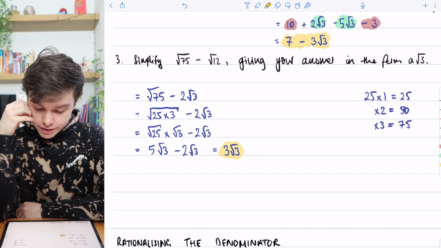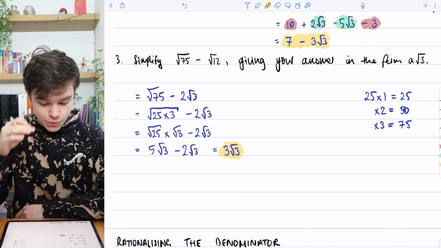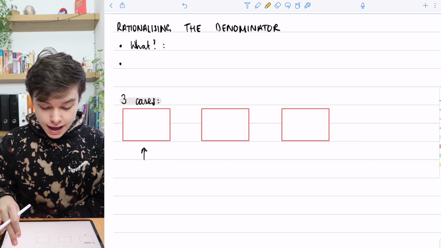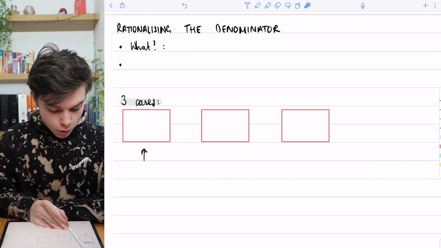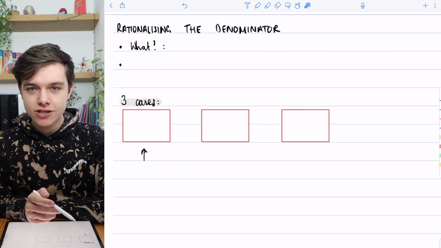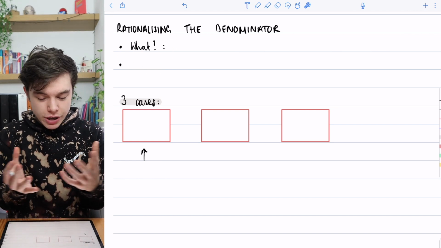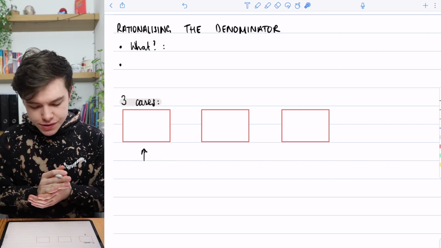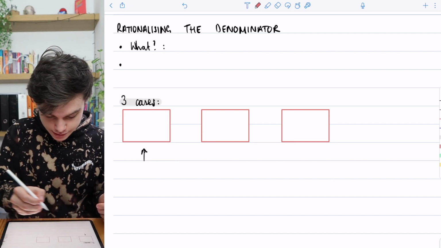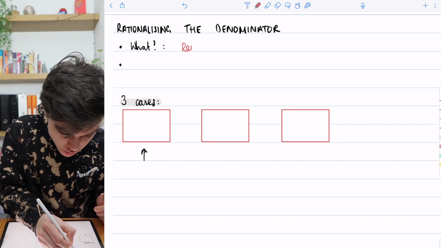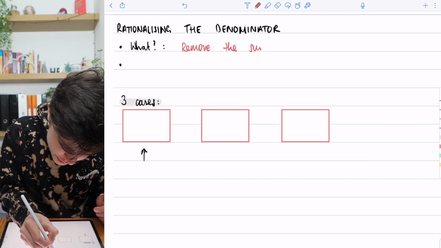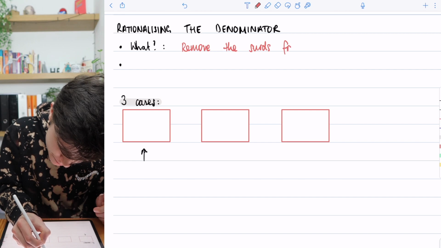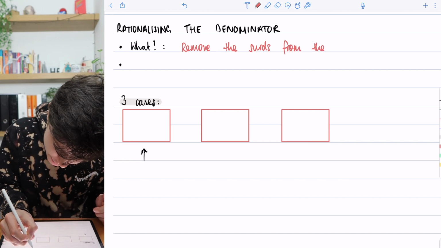Okay, so that's everything that I've got on surds. We're now going to have a look at rationalising the denominator. So I've written down here, what do I actually mean by rationalising the denominator? What can we use this for? We use this to, and I'll write this in red, remove the surds from the denominator.